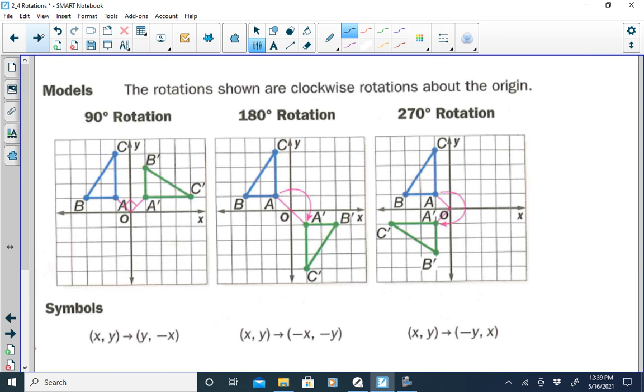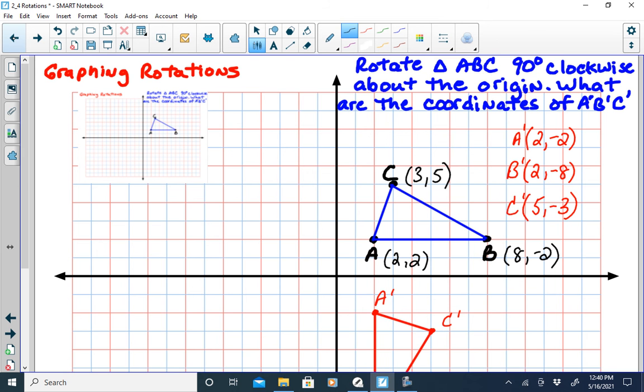Let's continue. Well, I asked you if you noticed anything. So let's take a look at the rules. Let's go back to that 90 degree clockwise rotation. That 90 degree clockwise rotation, x comma y went to y and the opposite x, right? So there's a rule that we can use to create the image. For a 90 degree clockwise rotation, x comma y goes to y and the opposite of x. So let's go back and see if that works.